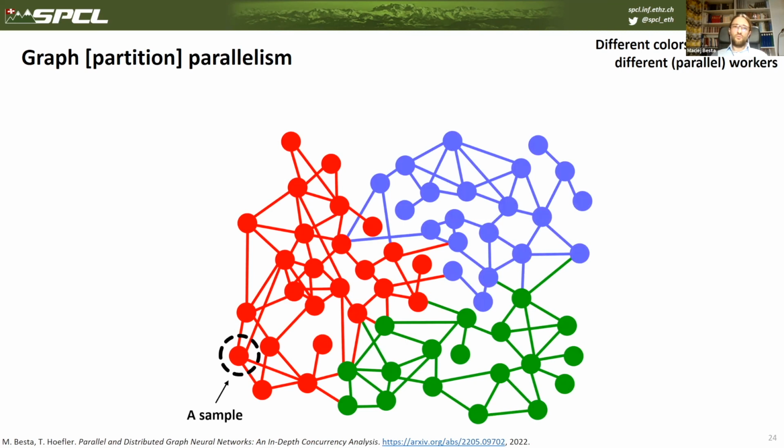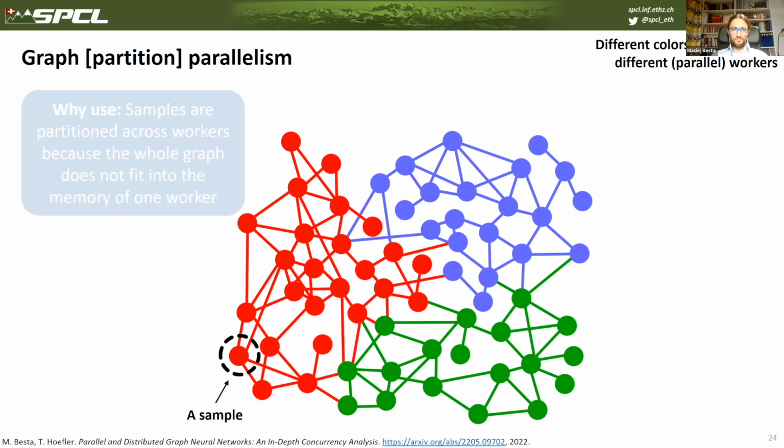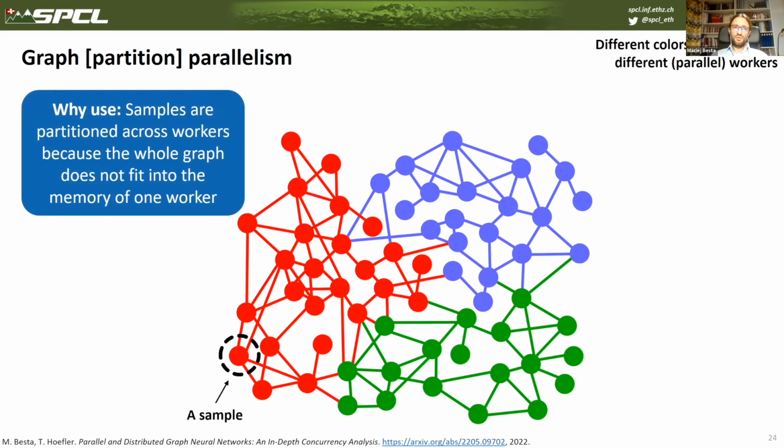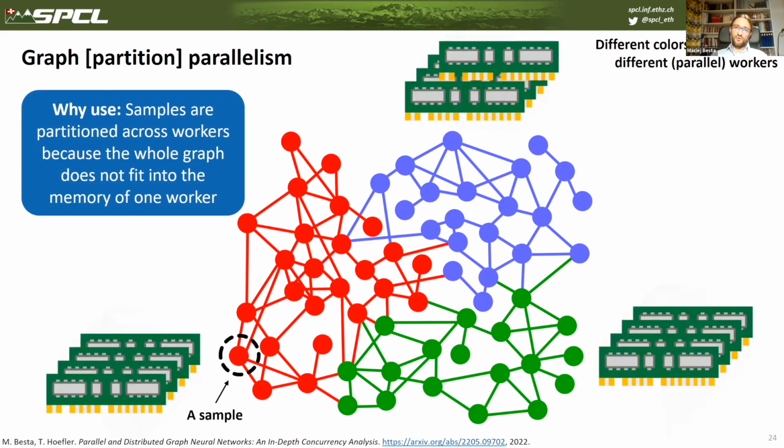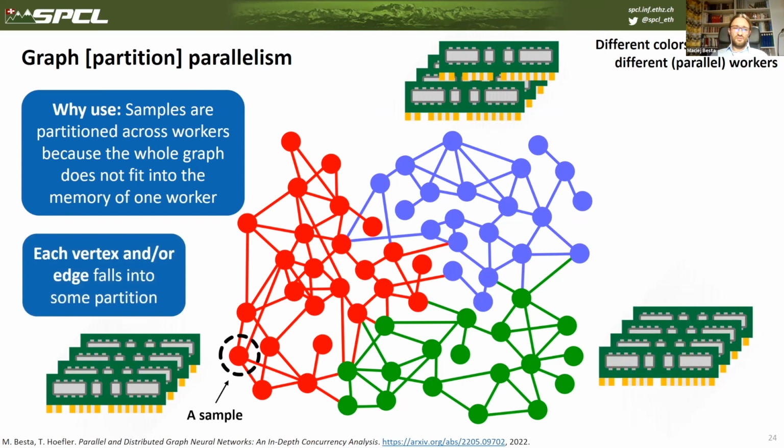So in all of the following slides, the color code is that different colors correspond to different parallel workers, right? The main goal of using graph partition parallelism is that we would like to fit the graph in our memory, and the graph is usually too large to fit a single worker's memory, right? So that's why we split it across different workers, processing it in parallel, for example, across different memories, maybe across different disks. And the important thing is that every vertex and every edge in that scheme would fall into some partition, right? So we want to process the whole graph, which means that every part of it will sit somewhere in some worker's memory.